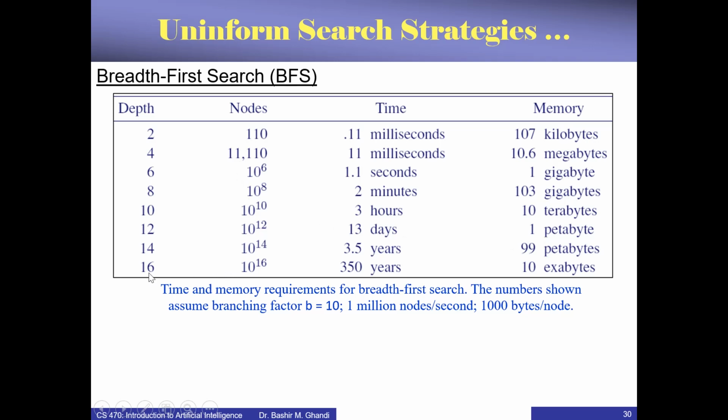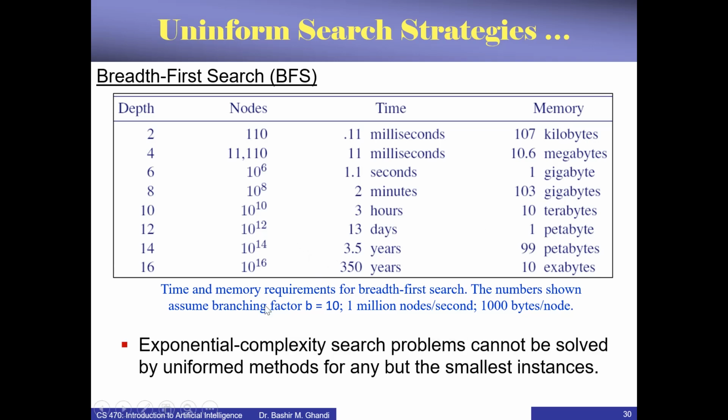If you take the depth to be 16, then you will not live to see the output, because it takes 350 years with 10 exabytes required. So this is the problem with breadth first search. Of course, it is exponential performance, as we saw in both time and memory. So it is only manageable for a tree of limited height or depth. Once you go beyond that, it is impossible.